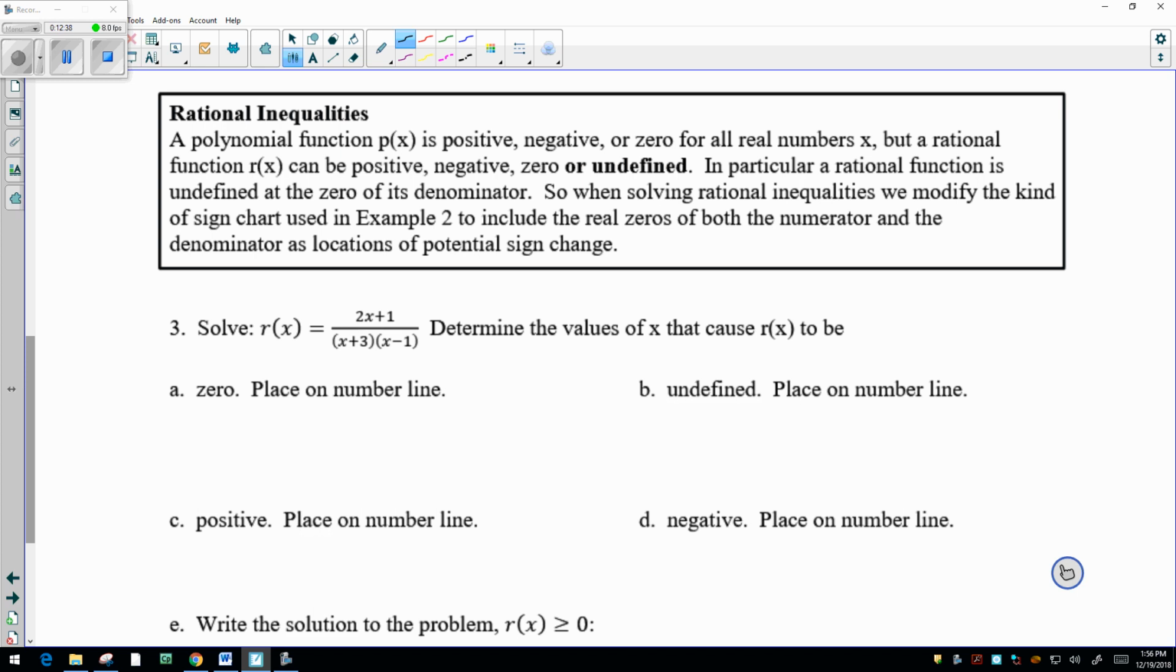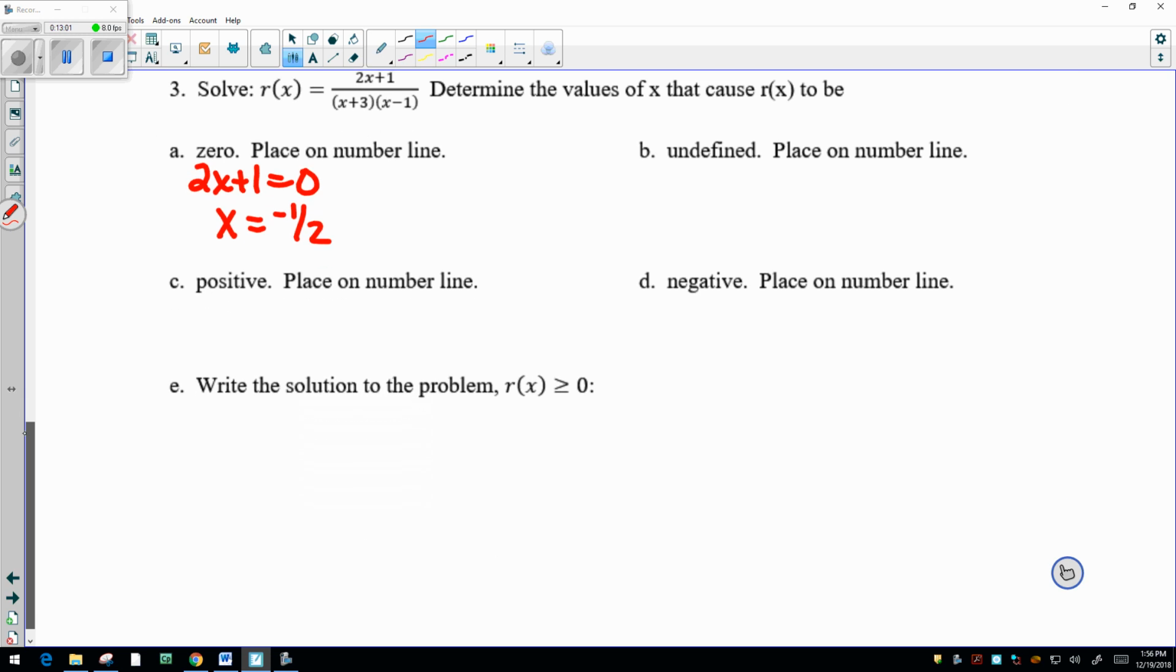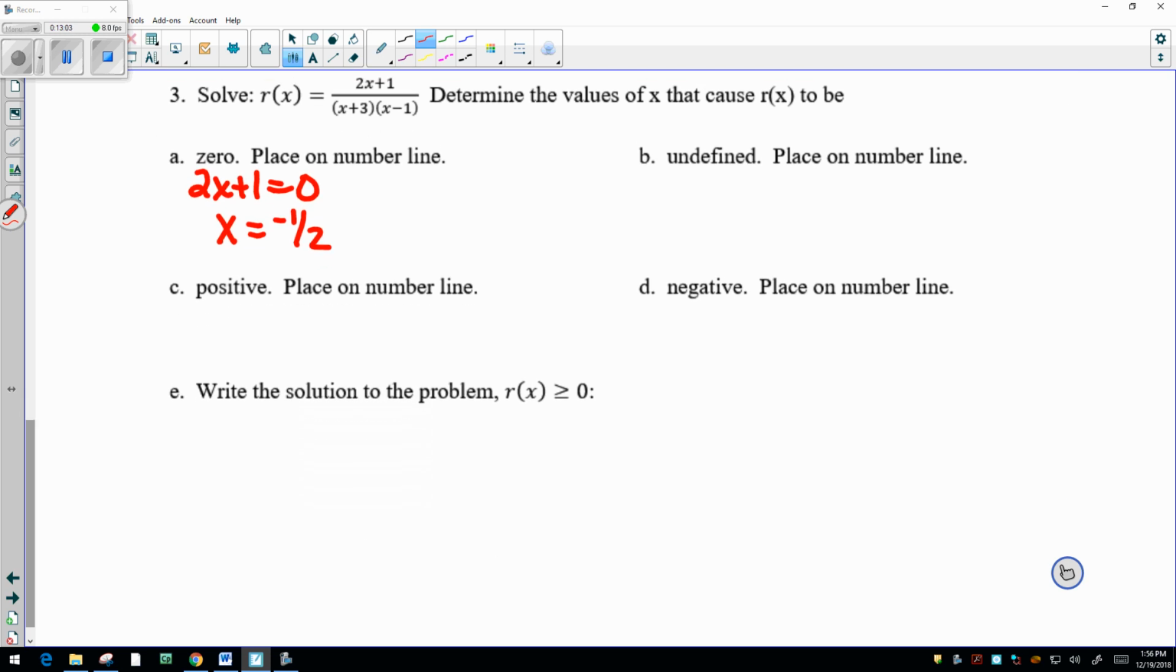So looking at our function, r of x, we have to determine, number one, the values that would make it 0. Okay, so to find our zeros, well, when a fraction is 0, that means your numerator is 0. Set that equal to 0. And if I solve and find, x is going to equal negative 1/2. So just like we did before, I'm going to place it on a number line.